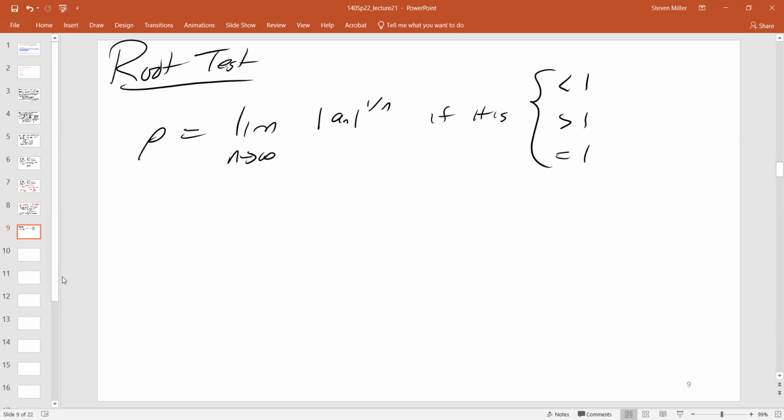What should we have for the ratio test? So it converges if rho is less than 1. What would you guess over here? Okay, I've got 3 conditions just like the ratio test. Probably the same. So if it's less than 1, it's going to converge. If it's greater than 1, it's going to diverge. And if it equals 1, we have no information.